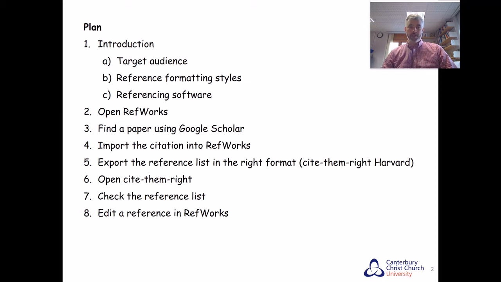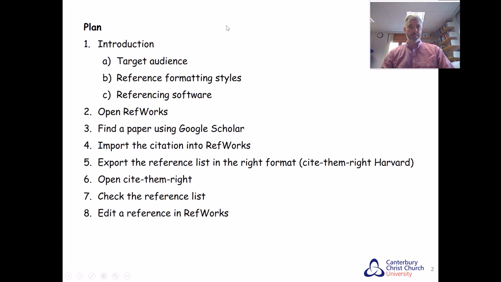So I'm going to show you how I'd open RefWorks, then find a paper using Google Scholar, then how to import a citation of that paper into RefWorks, and then to export the citation list in the right format and paste that into a Word document. And then how to open Cite Them Right, and then how to check your reference list, and then how to edit a reference in RefWorks. I'm going to try and do this quite quickly, but I'll give you some tips at the end about where you could get more help if you wanted to go through this with somebody else.